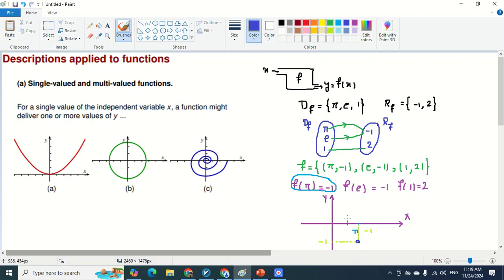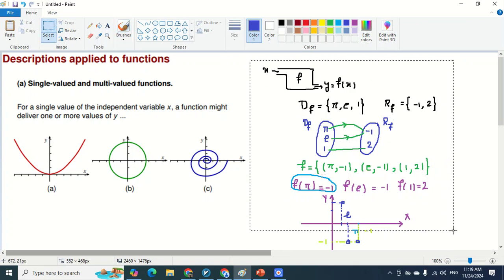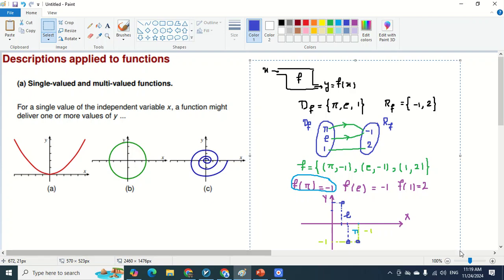So for e as well, e is a number 2 point something, and the value of the function is equal to -1. So we have this point as well. And for the value of 1, the value of the function is given by 2. For instance, this point is 2, and you can determine the point at this location. So in a two-dimensional space, for each ordered pair we have one point. By this discussion we can indeed present the function by some curve in that space.